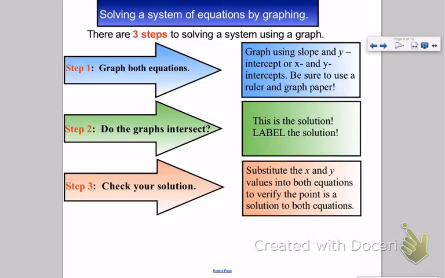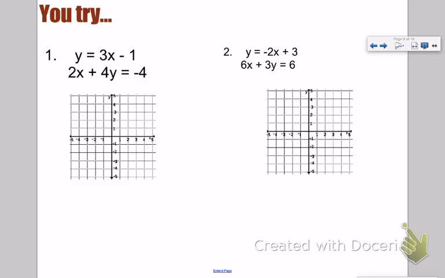Right, the next slide just kind of steps out what you need to do to graph, which we've already shown you, so you can have that for your notes, but we're going to move on. Go ahead and do these Try-Its for me. And that will conclude your notes for tonight.